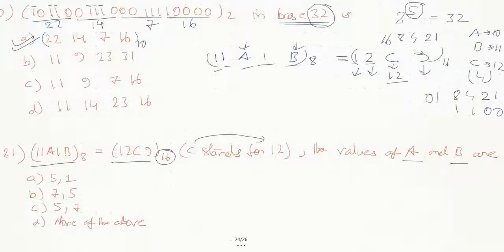So 1, 0, 0, 1. What about C? C is 12, that means 8 plus 4, 12, that is 1, 1, 0, 0. 2 means 0, 0, 1, 0, that is the value of 2, and 1 is 0, 0, 0, 1. Now let's start grouping it into groups of 3. Let's club them in a group of 3, so 3, again 3. We are clubbing them in groups of 3 bits.